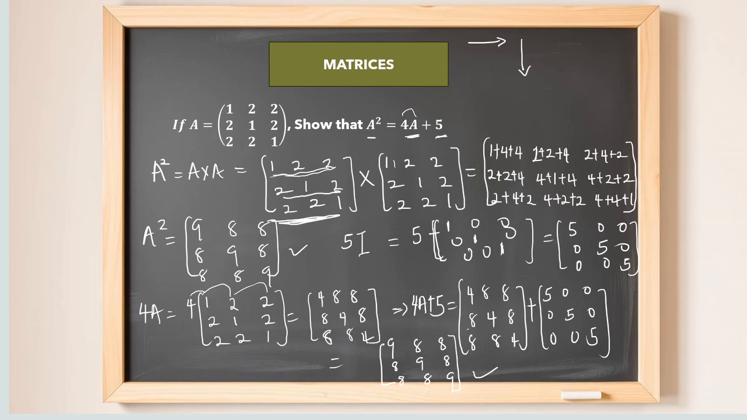Plus 5. So instead of using this 5, we can say that we have 4A plus 5 times the identity matrix. And for the identity matrix of a 3 by 3 matrix, it means that your diagonals are going to be 1 and your off diagonals are going to be 0. That is an identity matrix. So if you multiply it, you only have 5 on the diagonals. So this is what you have. When you add it to the 4A, you will get the same thing as A squared.